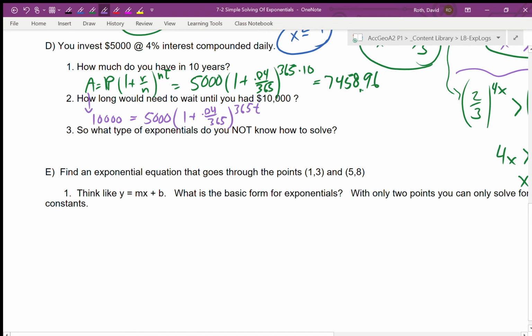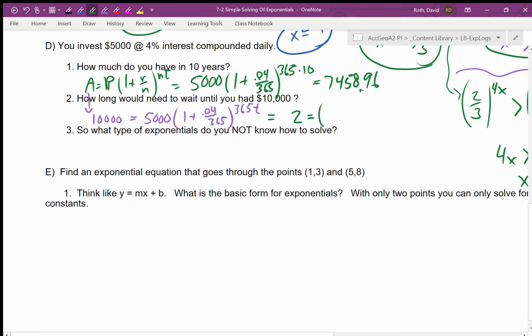What should I do to solve that? Well, I could divide both sides by 5,000. That's a good thing to do. I can do that. And notice I only get 2 on that side. So in the end, it didn't really matter that it was 10,000 and 5,000. The only thing is the ratio. In this case, I'm doubling my money, so it's a ratio of 2. I'm doubling.